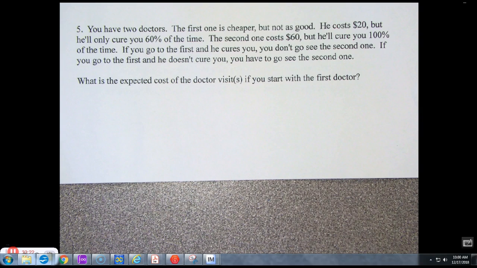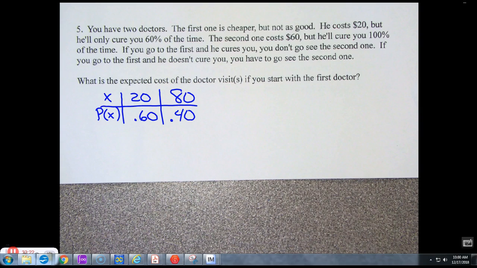So here's the thing with this one, and this is where people mess it up. If you're making a little chart, you could spend $20 60% of the time, right? What percent goes here where you have to go see the second doctor? 0.4. If you have to go see the second doctor, how much money did you spend? It's not 60. It's 80, because you had to pay for both.